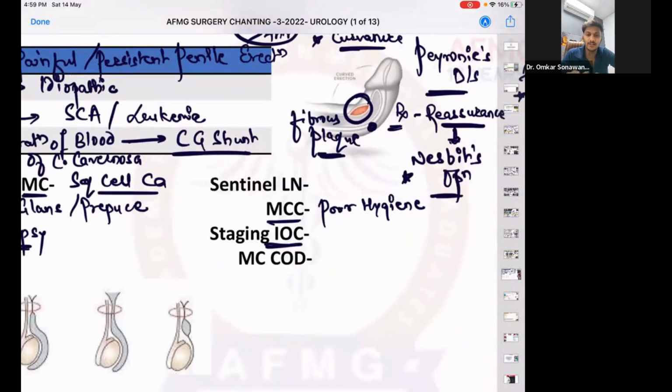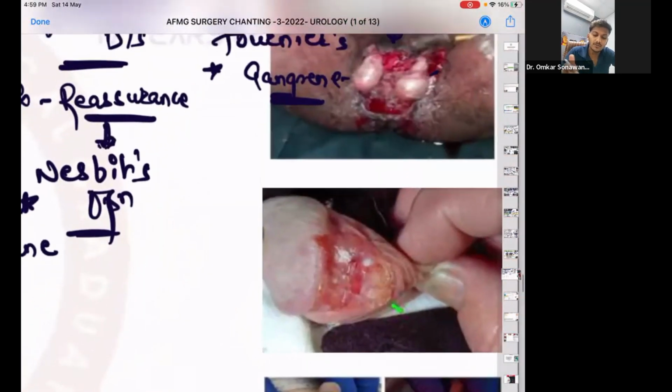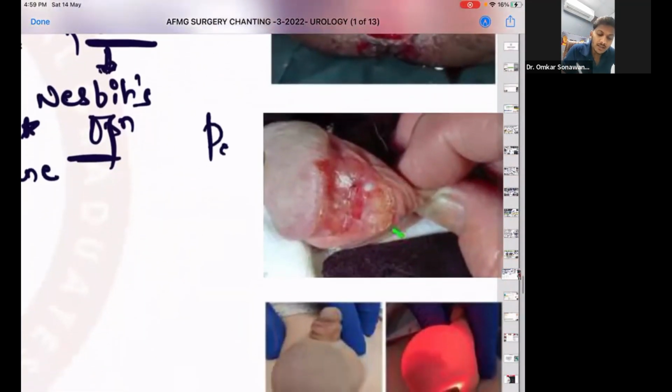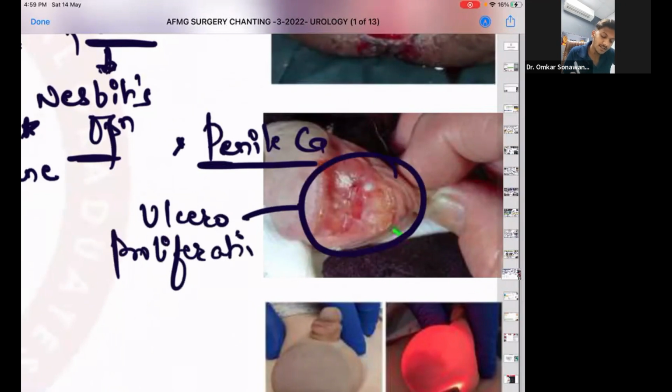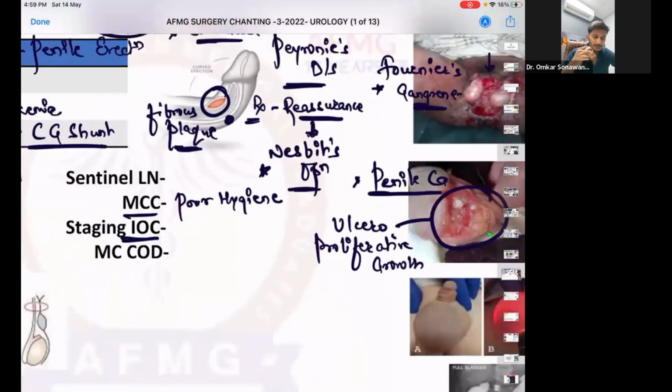Tell me the staging investigation of choice; till then I will show this. So this is what penile cancer looks like. In penile cancer please remember there would be an ulceroproliferative growth. Not just a proliferative growth; ulcers will also be seen along with it. Here you can see an ulceroproliferative growth on the penis. It is usually suggestive of penile cancer. So what is the staging investigation of choice?